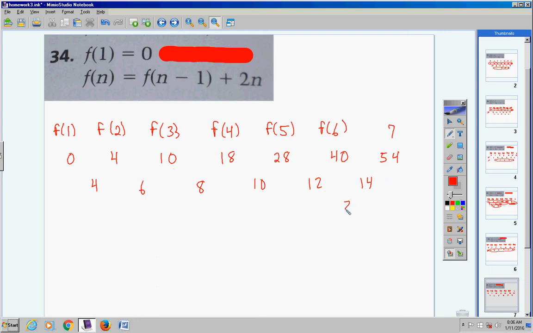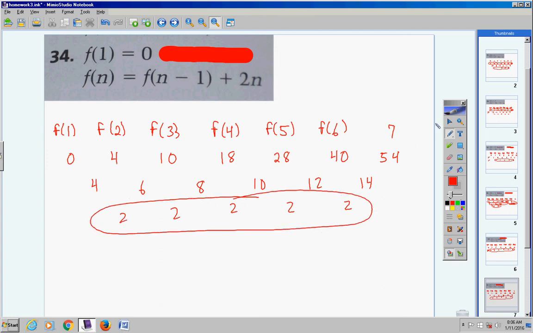14 minus 12, 2. 12 minus 10 is 2. 10 minus 8 is 2. 8 minus 6 is 2. 6 minus 4 is 2. As I like to say, booyah, we got it. All of those numbers are the same. Quadratic. Okay, so this function here has a quadratic relationship.